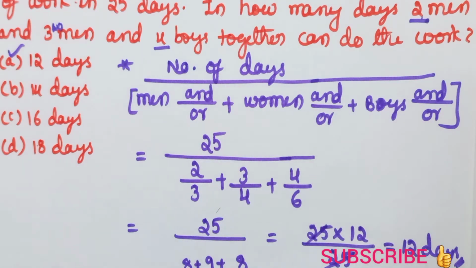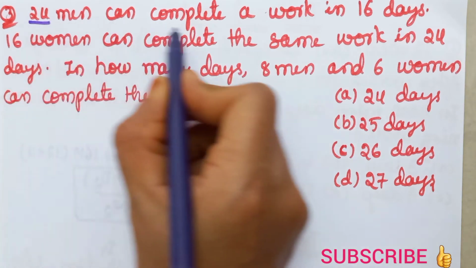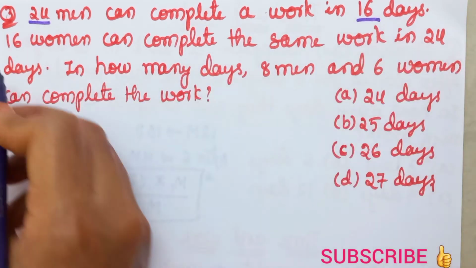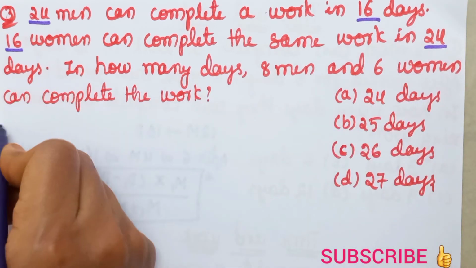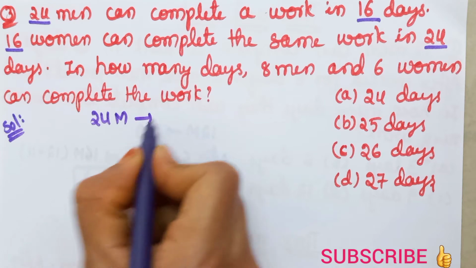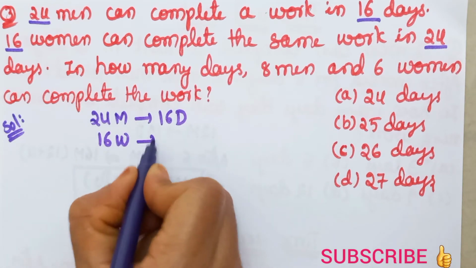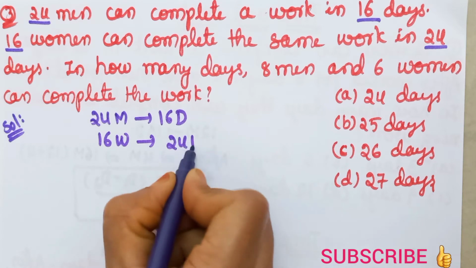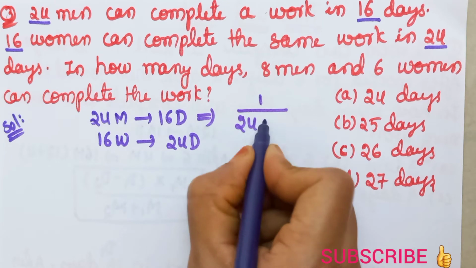This is very useful. The third example now: 24 men can complete a work in 16 days and 16 women can complete the same work in 24 days. So what they have given: 24 men can do the work in 16 days. Similarly, 16 women can complete the same kind of work in 24 days. So 1 day work of a man is nothing but 1 by 24 into 16.